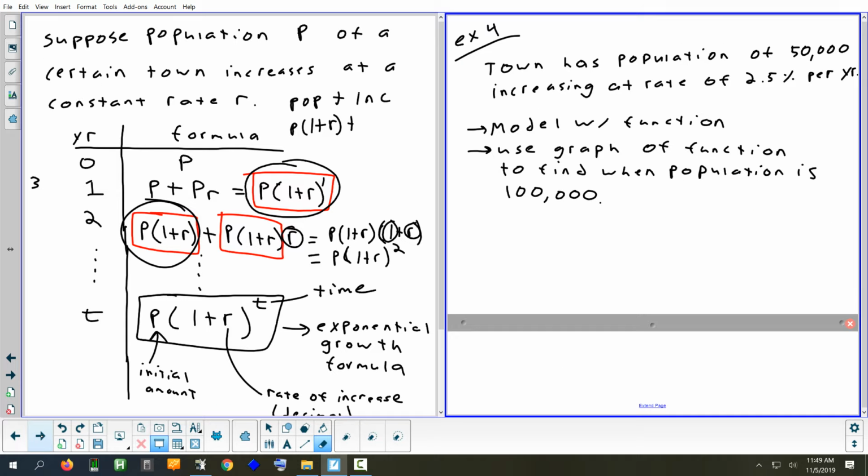Okay, so let's try an example. It says that a town has a population of 50,000 people going up at 2.5% every year. Basically write a function for that, and then we're going to use our calculator to figure out when the population hits 100,000 people. So we're going to write population as a function of time.